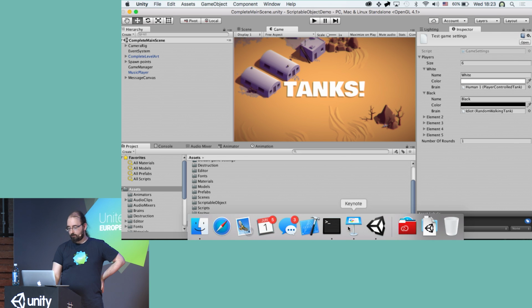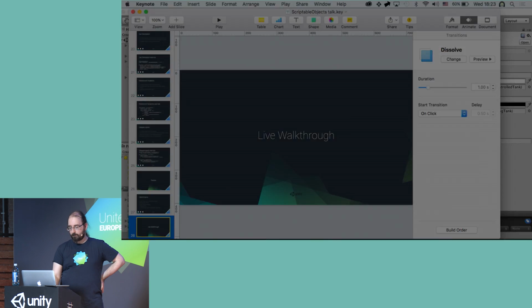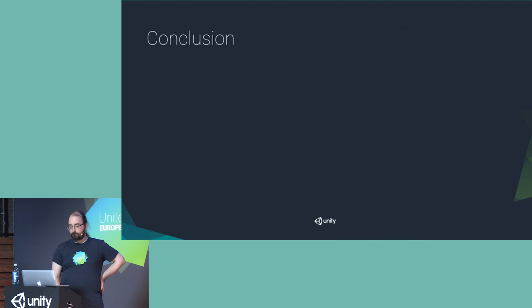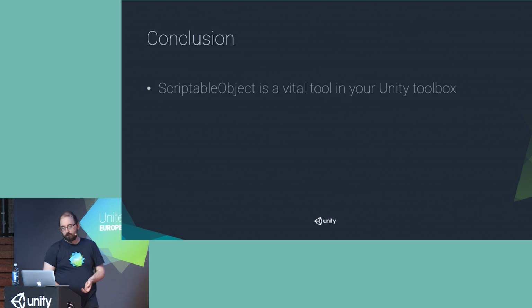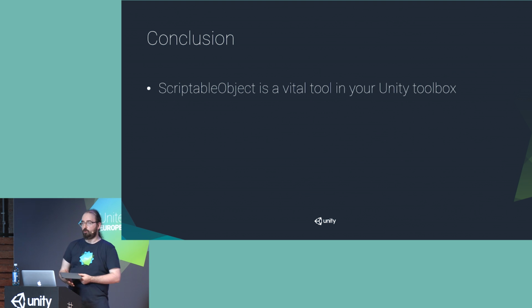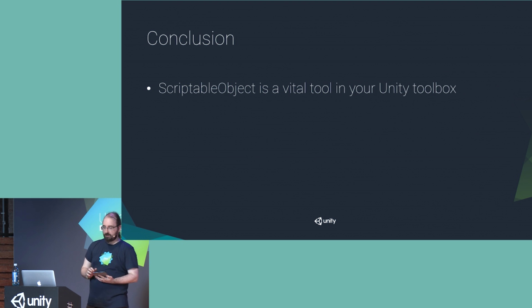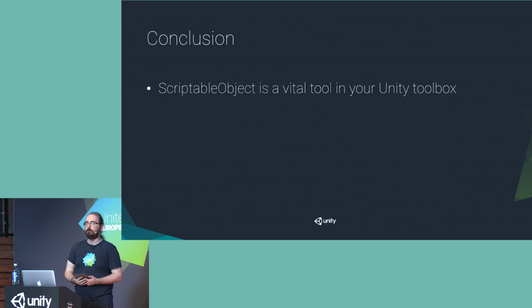So, just to finish up then. Concluding: ScriptableObject is a vital tool in your Unity toolbox. It is by no means a complete replacement for MonoBehaviour, but it can be used very nicely in concert with it to create a kinder, gentler MonoBehaviour tyranny.